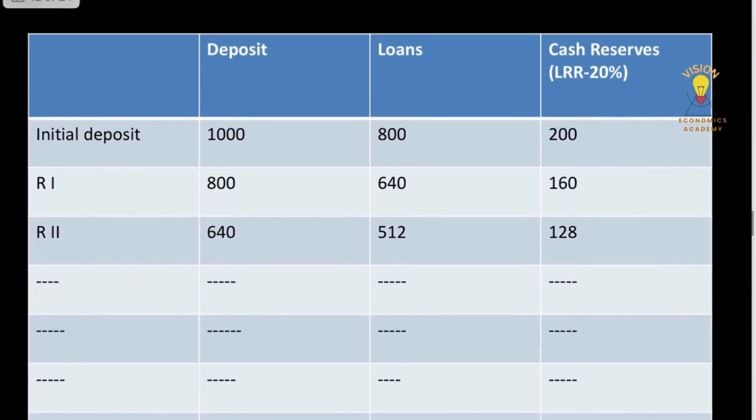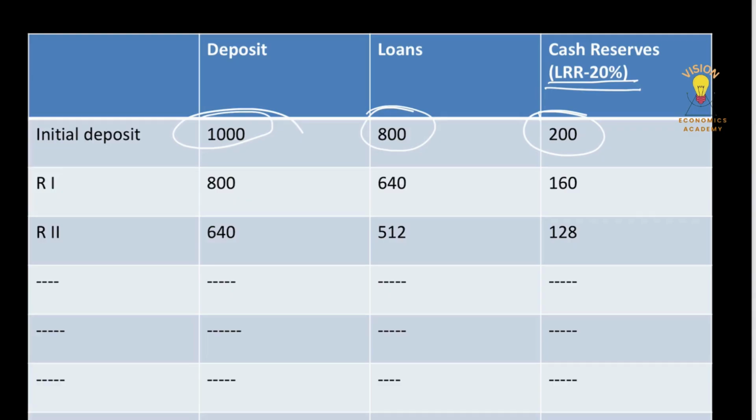So let's go into the process quickly. Let's say in our example, we have taken cash reserves to be 20%. So initially, if there is a deposit of 1,000, now 20% has to be kept as reserves. So 20% of 1,000 is 200, and after keeping 200 as reserves, the bank is able to loan 800.